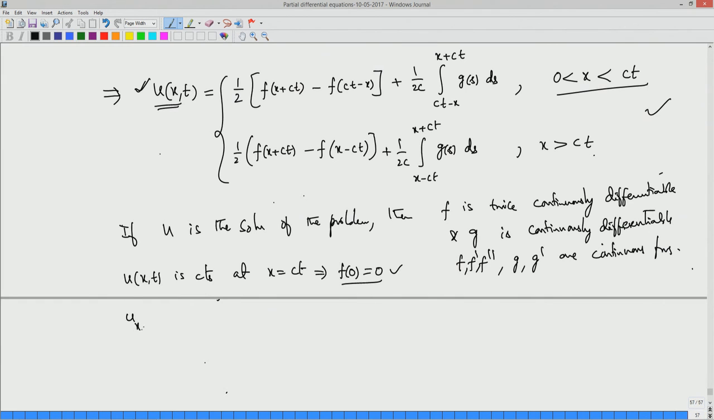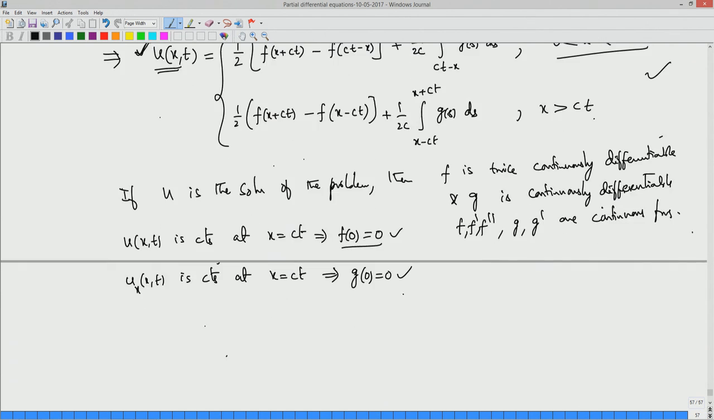And if u x or u t of x t is continuous at x equal to c t, if you actually use this expression and differentiate and make it equal at x equal to c t, you will see that g of 0 equal to 0. So, these are necessarily what the initial data has to satisfy.